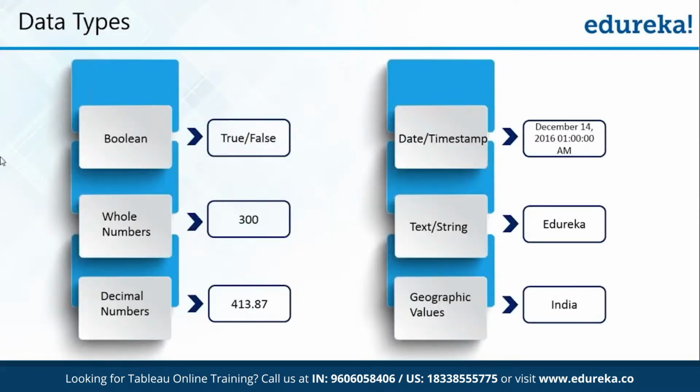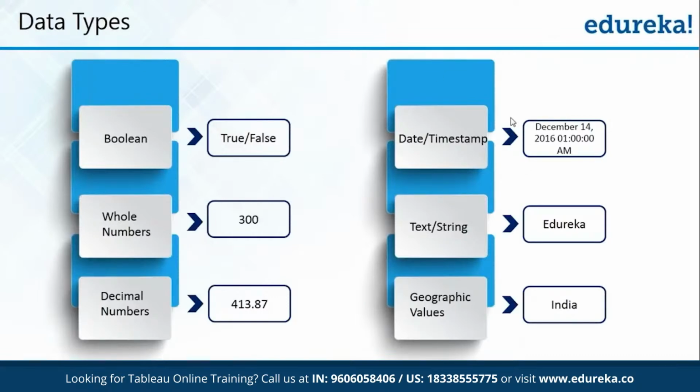Now let us see the different data types in Tableau. The first one is Boolean. As you all know, Boolean is either a true or false value. The next one is whole numbers. For example, you can see 300, 400, starting from 0 to infinity, all the whole numbers. Then you can also represent decimal numbers in Tableau as well.